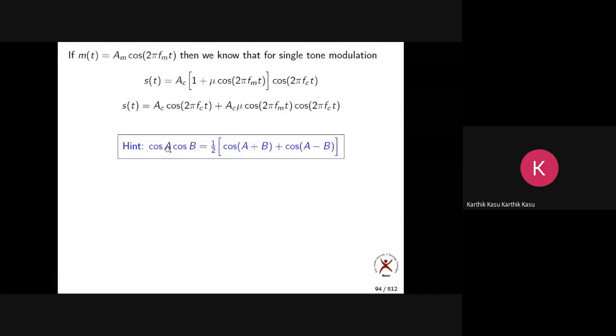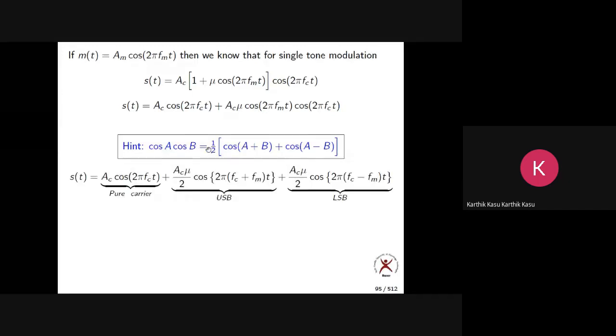Now you know cos A into cos B equals half of cos(A plus B) plus cos(A minus B). So I will apply this here. What is A here? 2 pi fm t. What is B here? 2 pi fc t. So assume that it is the product of cos A into cos B, where A equals 2 pi fm t, B equals 2 pi fc t.